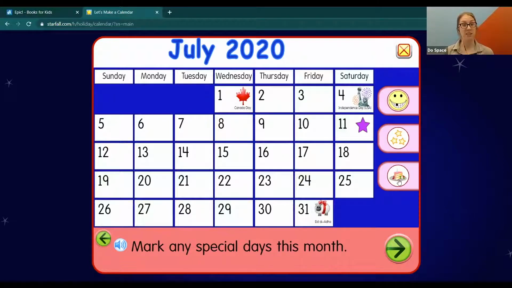I don't have a birthday in my month of July, but I do know that I have a birthday for somebody special in my life. I have a little baby who's going to be turning 1. My daughter is going to be turning 1 year old on July 17th. So I'm going to bring over a piece of cake for July 17th because that's her birthday.